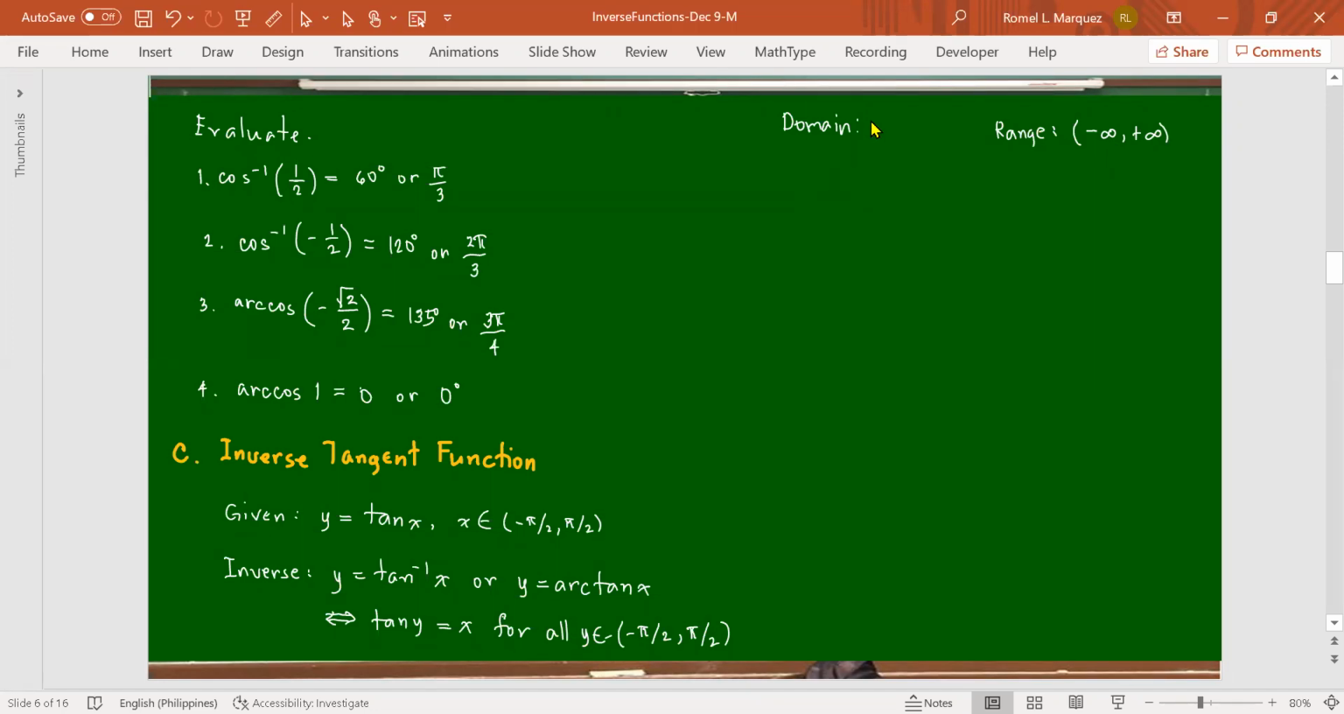Okay? And for the domain, I think I have inadvertently interchanged it. The domain is the range of tangent, no? What's the range of tangent? That is negative infinity to positive infinity. That will be the domain here. And the domain of y equals tangent, negative pi over 2 to pi over 2, will be the range here, which is actually the agreed interval. So again, this restricted domain becomes the range, and the range of tangent, negative infinity to positive infinity, becomes the domain for the inverse.